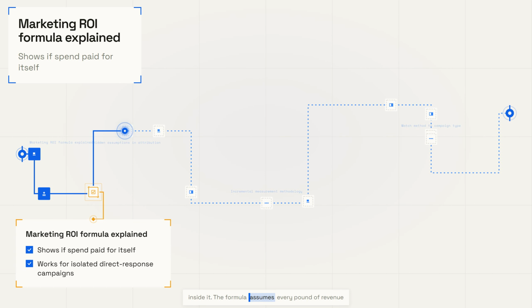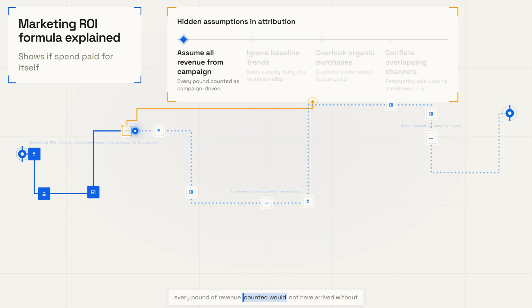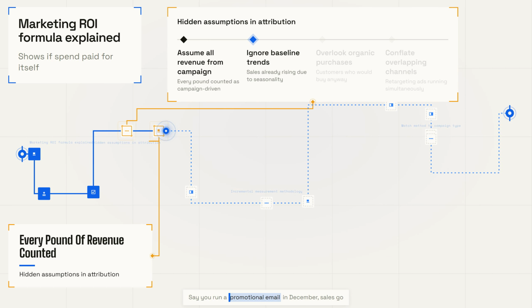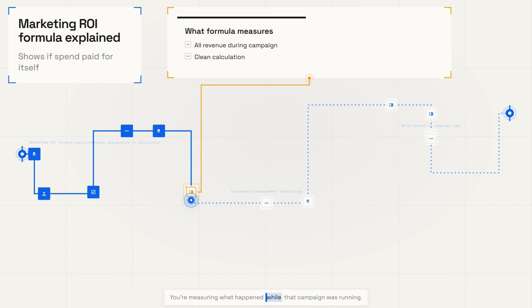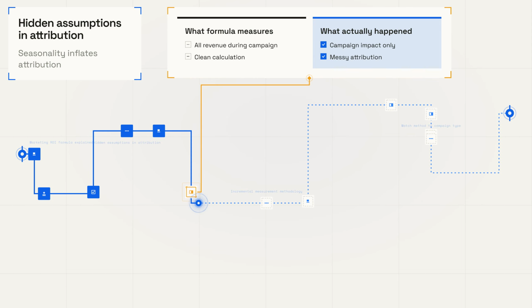The formula assumes every pound of revenue counted would not have arrived without the campaign, and that's often wrong. Say you run a promotional email in December. Sales go up, but sales were already trending up because it's December. Some customers would have bought anyway. Some came through a retargeting ad running simultaneously. And when you attribute all that revenue to the email, you're not measuring what the campaign did. You're measuring what happened while that campaign was running.